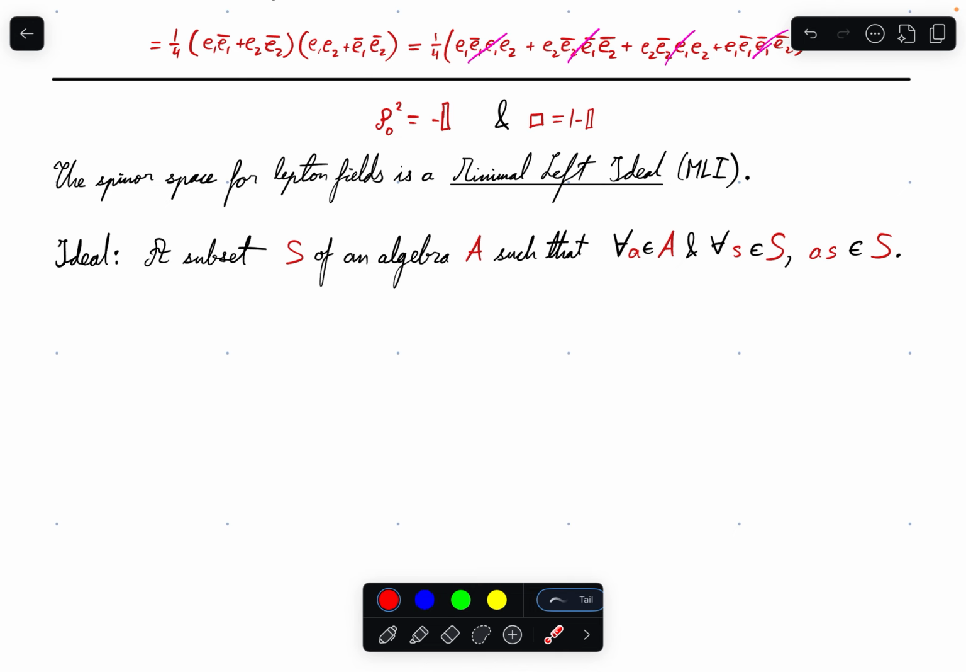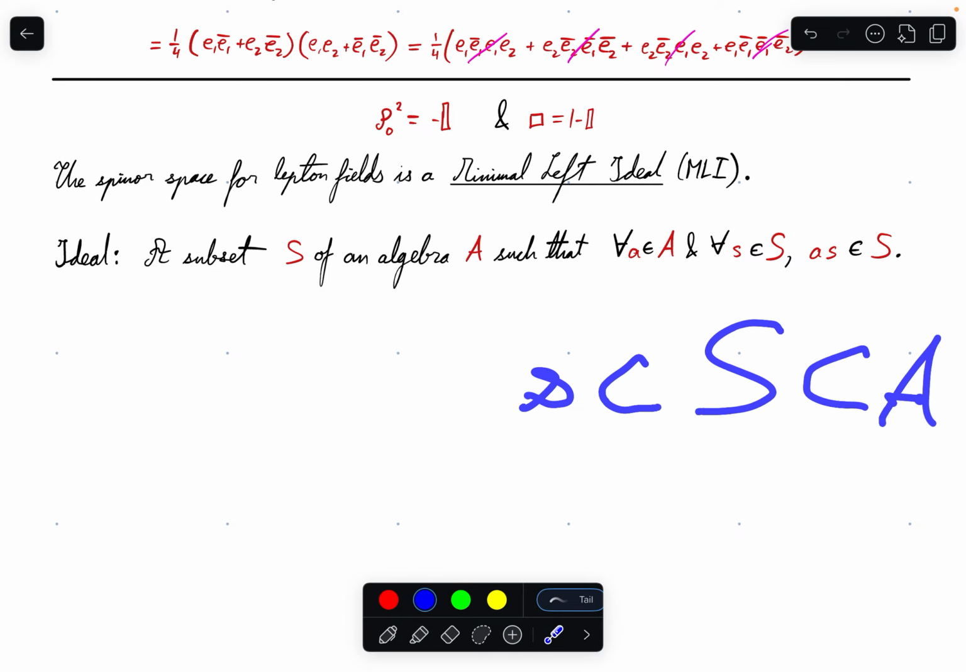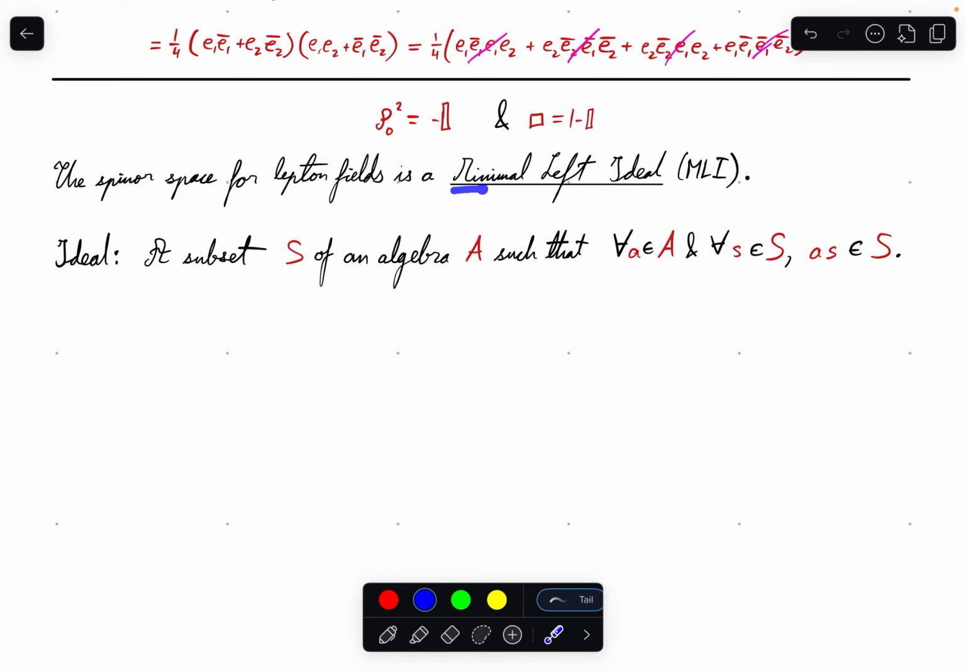It's just saying that if I have an element of the subset S and I multiply it on the left with A, then it stays in the subset S. And that's called an ideal. It's called a minimal left ideal specifically because A is multiplying on the left here. And it's minimal because there's no smaller ideal, like there's no curly S that's a subset of S, which is a subset of A. This doesn't exist. So that's why it's minimal.